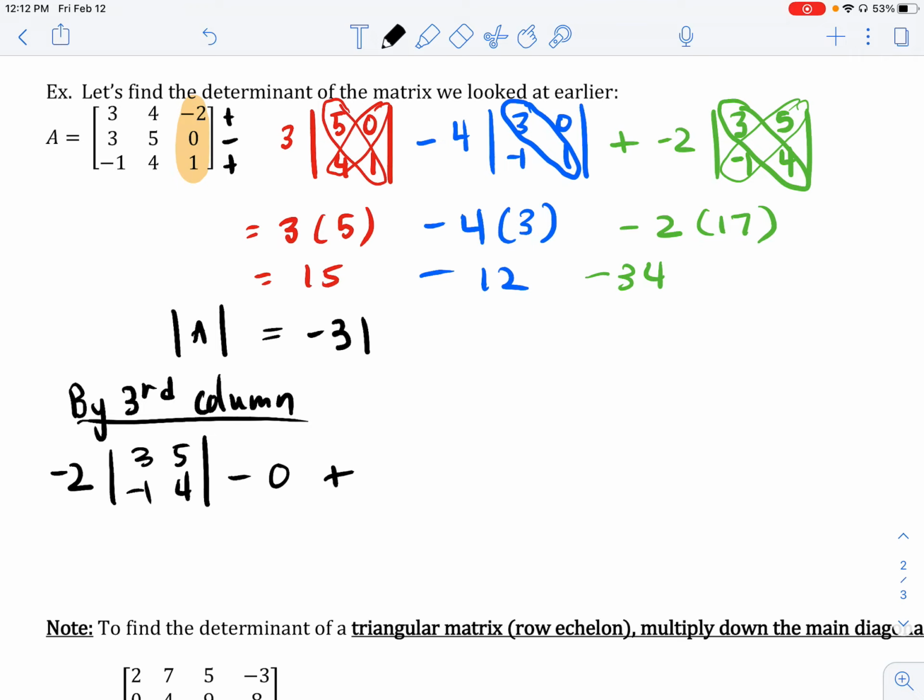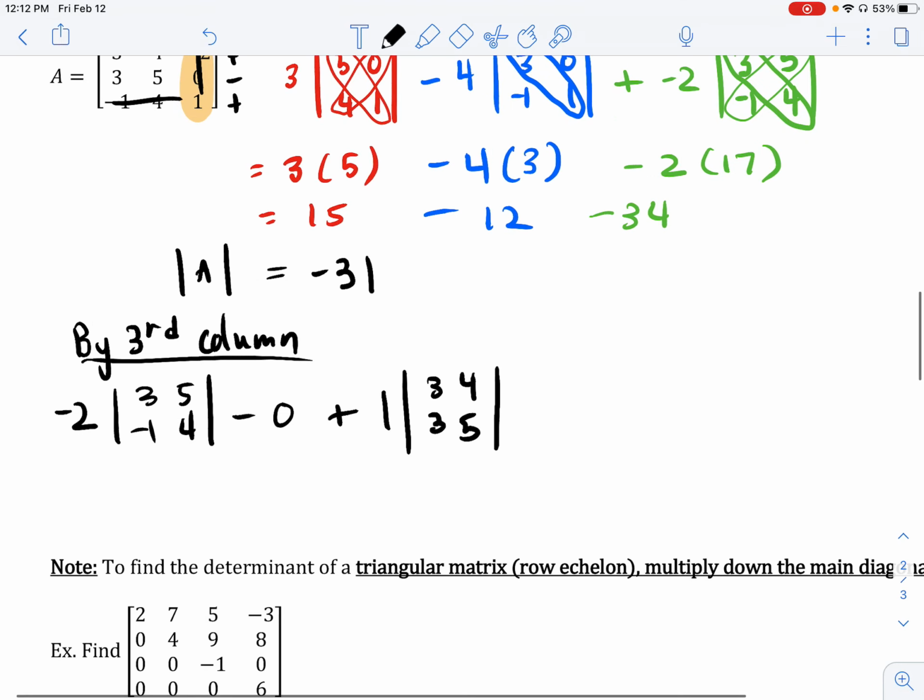So then I can just move on to the last one, plus 1 times the determinant of 3, 4, 3, 5. So if I set this all up, let's finish this up. We got -2 times 12 minus -5. Well, that's going to be 17, plus 1 times, anything times 1 is just itself, so 15 minus 12, that's 3. So this also gives me -31.